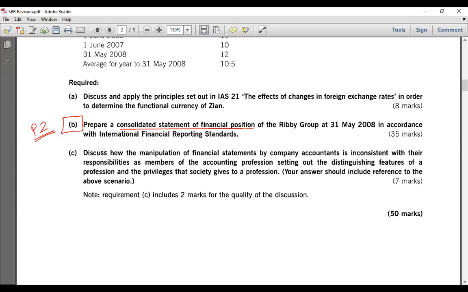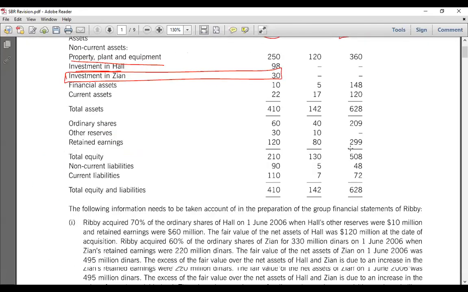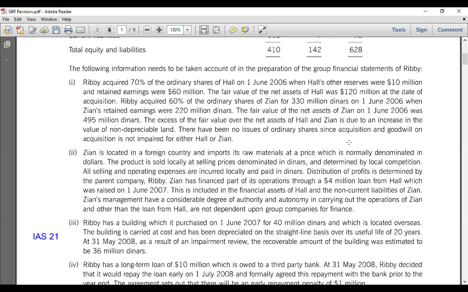So the concept is the same, but the requirement style has changed. The SBR question will depend more on discussion, with a bit of calculation. Although the calculation can be material, the element of calculation and theory will be mixed. So let's start reading about the first adjustment, number 1, which says Ribi.